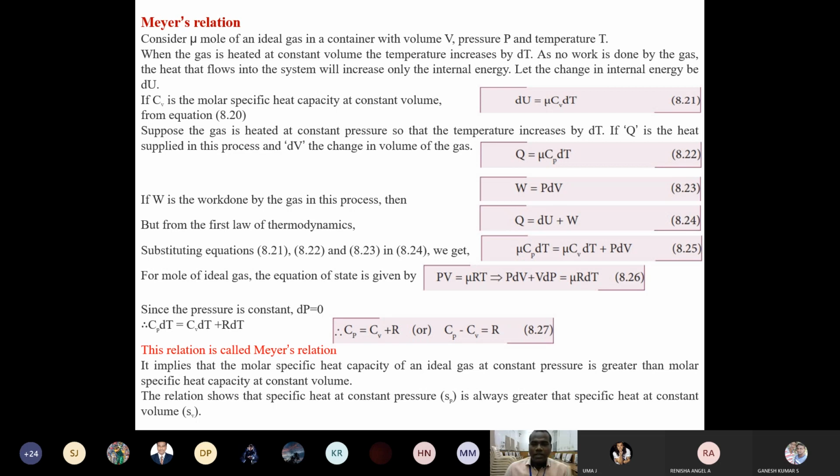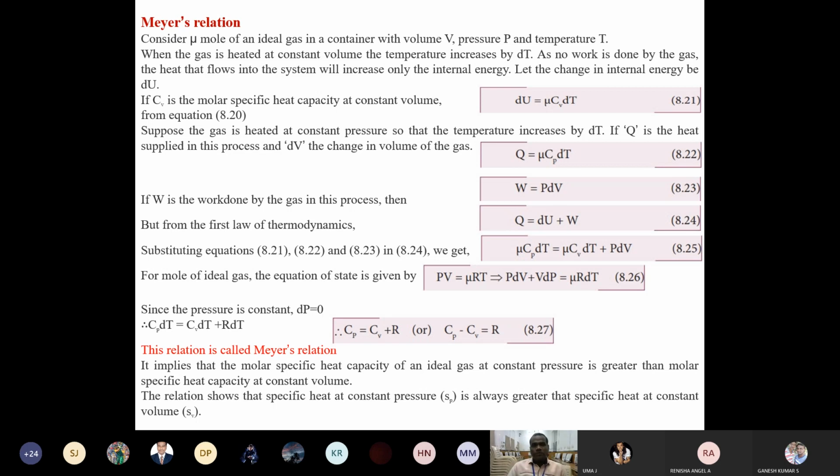From the first law of thermodynamics, Q is equal to dU plus W for the system. We can substitute the values of W and Q in the first law, and we have mu Cp dT is equal to mu Cv dT plus P dV. For Q, we substitute mu Cp dT. For dU, we substitute the value from 8.21, that is mu Cv dT, and we know W is equal to P dV.